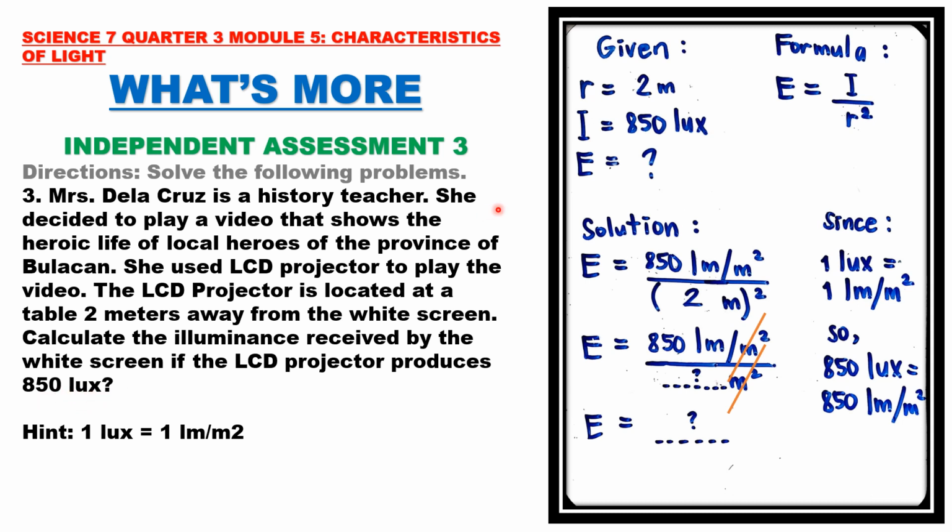So to solve for this, let us write the given. R equals 2 meters. Intensity is 850 lux. Illuminance is unknown. So to solve for illuminance, use the formula E equals I divided by R squared. So sa substitute lang natin, 850 lux is equal to 850 lumen per meter squared. So bakit? Kasi sabi dun sa ating hint, 1 lux is equals to 1 lumen per meter squared. Okay? So, kaya ang nilagay ko na dito, 850 lumen per meter squared. And then, 2 divided by 2 meter tas squared. Okay? So, pakisagutan na lang to.